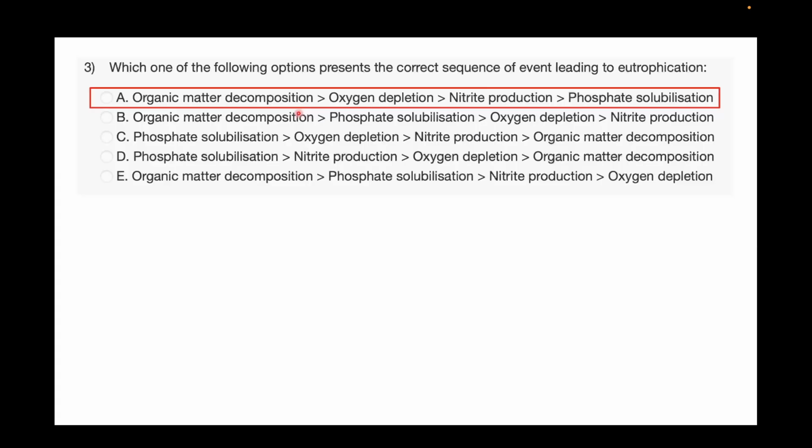Well, option D can be very similar or a little misleading. Phosphate solubilization, not just phosphate but nitrogen and phosphorus, both are the minerals that are enriching the water. Then nitrate production is the key wrong point. Immediately there is no nitrite production. There should first be oxygen depletion due to organic matter decomposition. Organic matter decomposition will produce oxygen depletion because microbes will use up oxygen to decompose the organic matter, then leading to nitrite production. That is why option D is false, but option A is the correct answer.